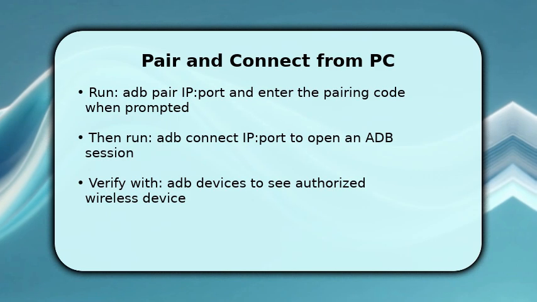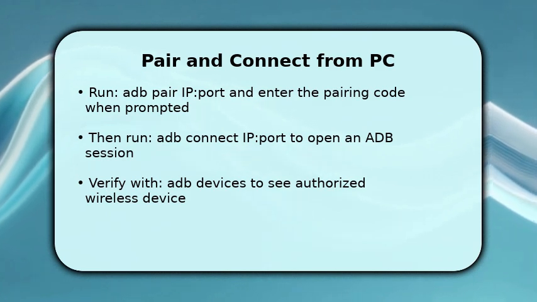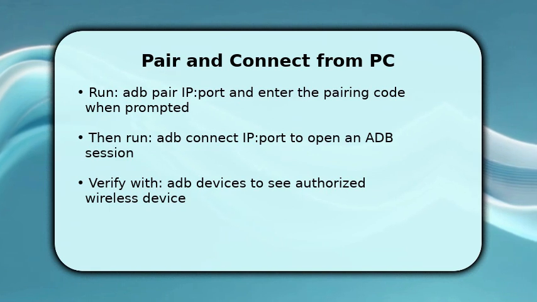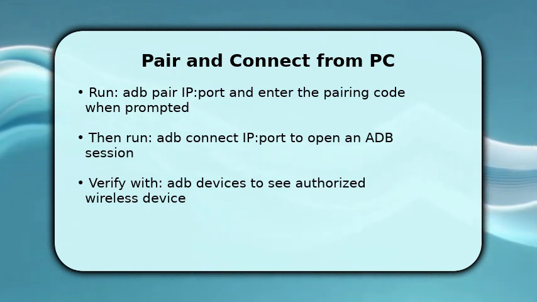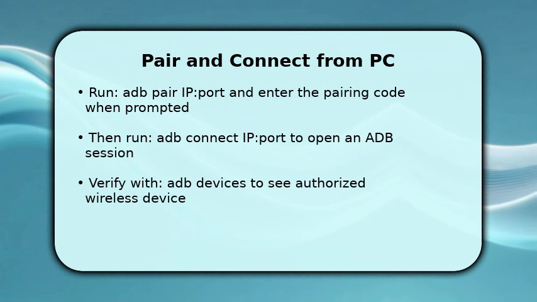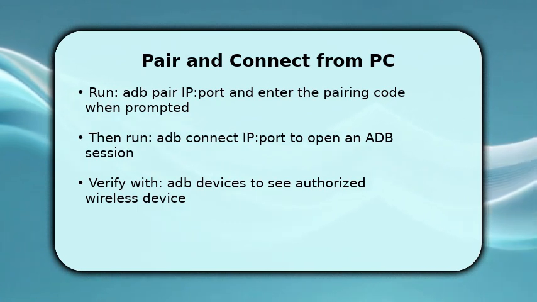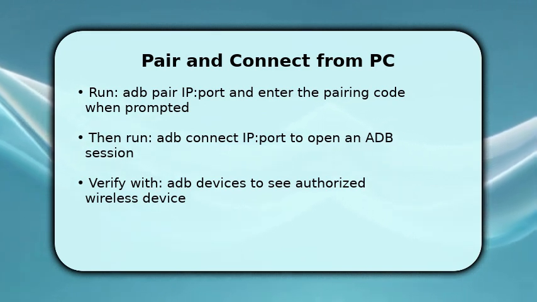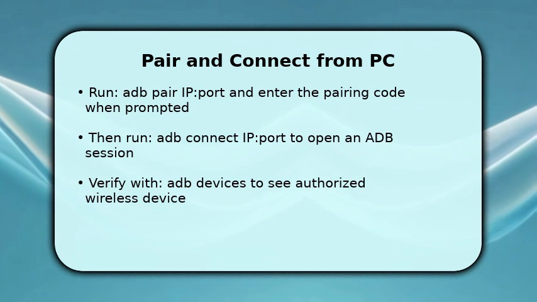Once paired, run adb connect IP:port to create the actual ADB session over Wi-Fi. Make sure to allow any prompts on the device to grant debugging permissions. After connecting, use adb devices to confirm the device is listed as an authorized network target. If listed, you can now deploy, debug, and inspect apps wirelessly.